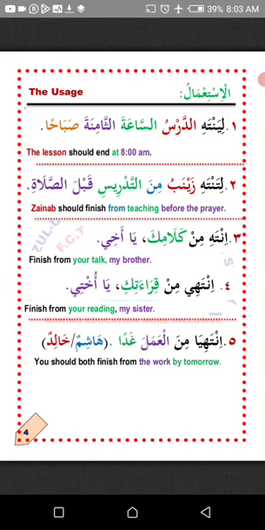Number 4: انتهي من قراءتك يا أختي. Finish from your reading, يا أختي, my sister.